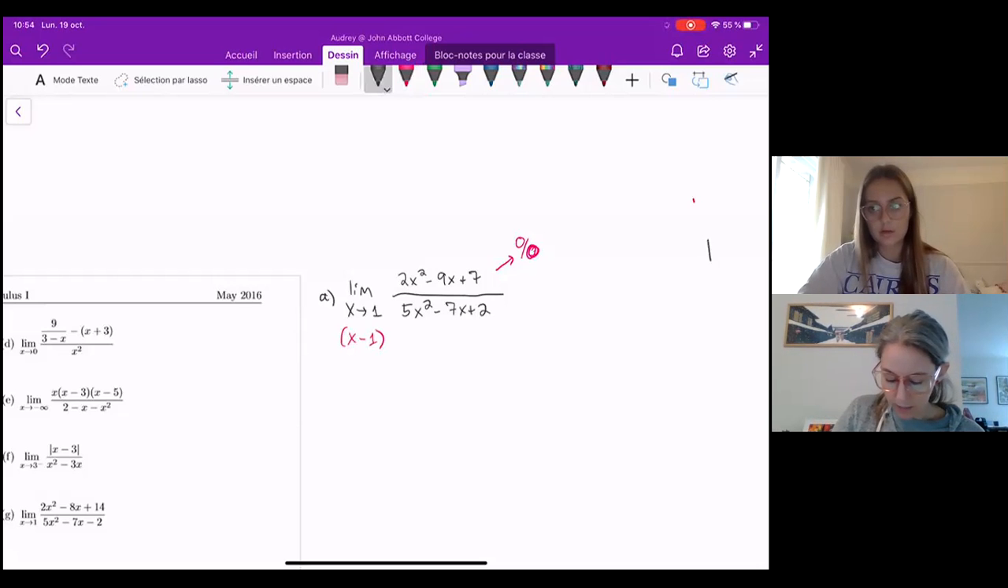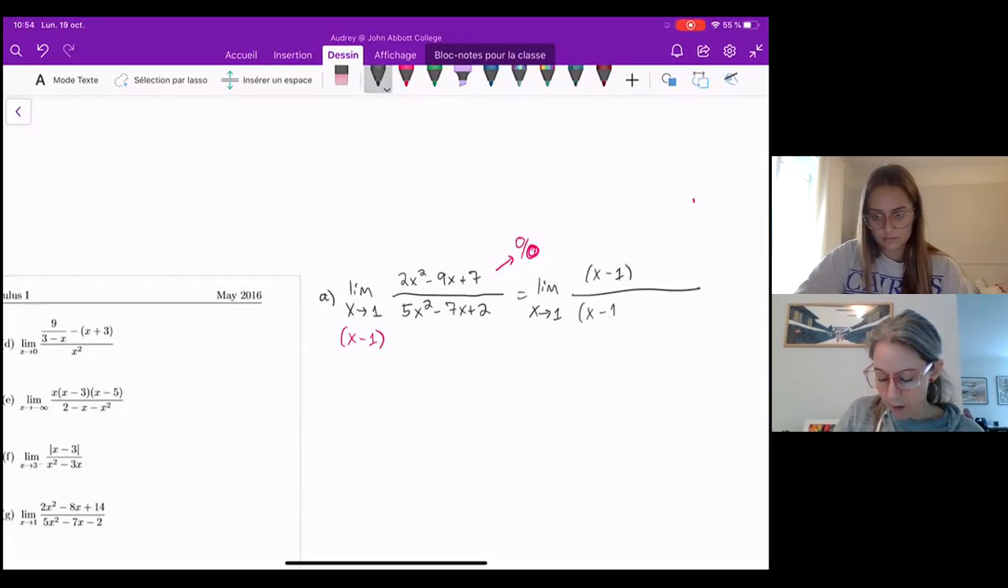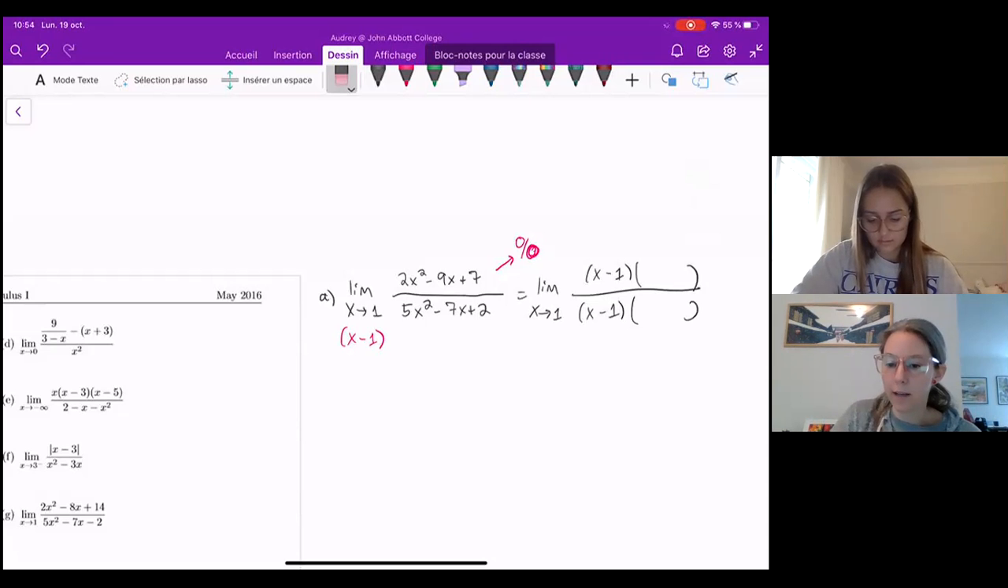So then this is equal to the limit as x approaches 1. I'm going to have an x minus 1 up top. I'm going to have an x minus 1 on the bottom. Now, what's the other factor that has to occur since we know x minus 1 is there? I need to end up with 2x.